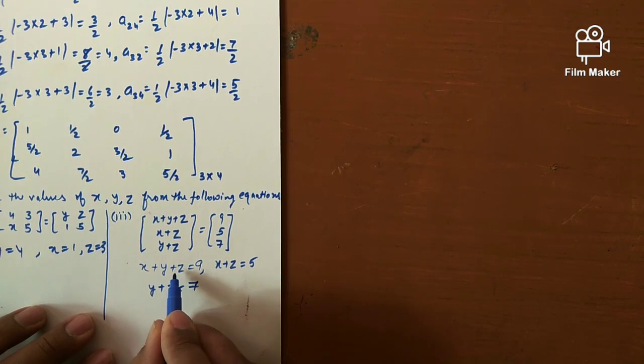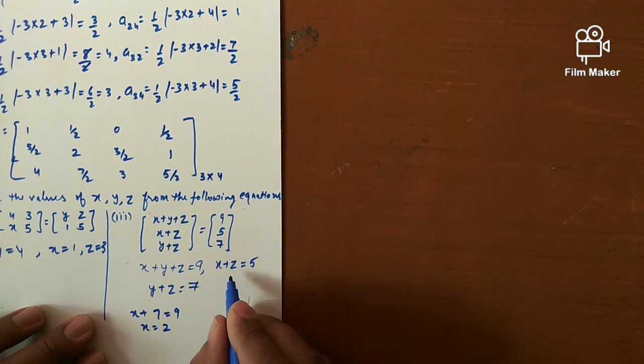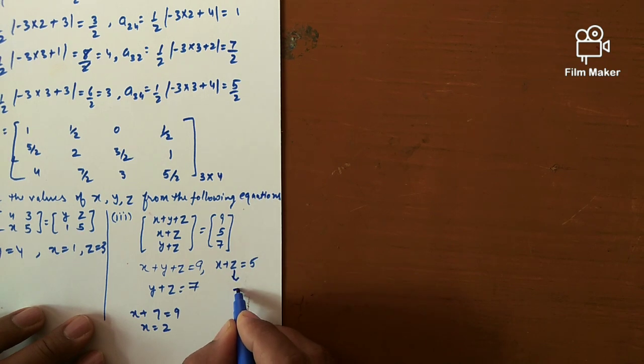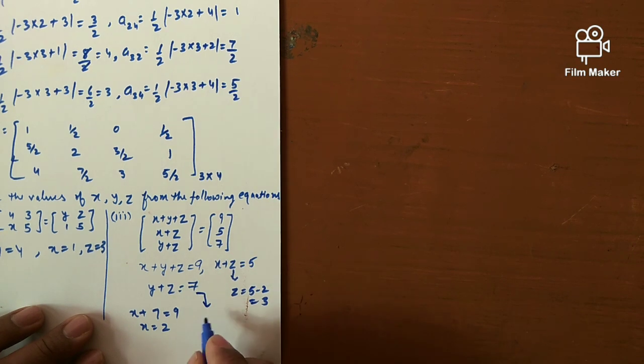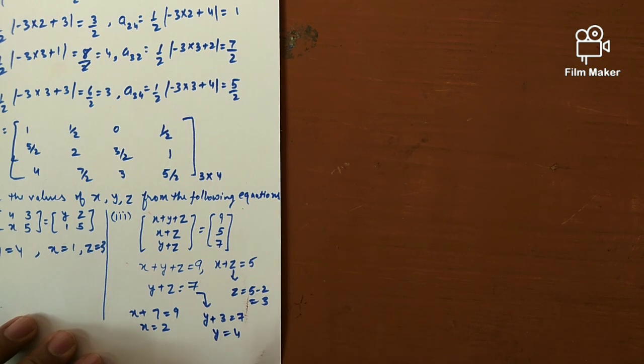We have y plus z equal to 7. So in equation number 1, we can put x plus 7 equals 9. So x will be 2. If we got x, then from here we can get z equals 5 minus 2, which is 3. And from y plus z equals 7, with z as 3, y is 4. So we have found all the values of x, y, z. We have used the concept of equality of matrices. So keep in mind, when matrices are equal, the corresponding elements will be equal.